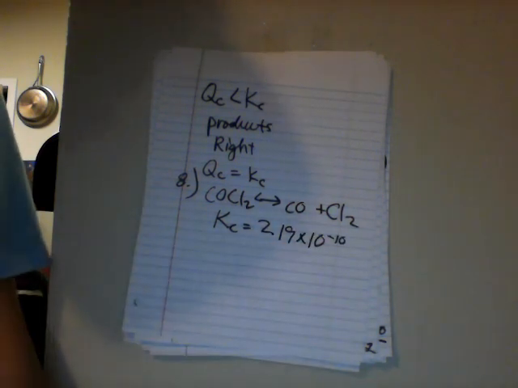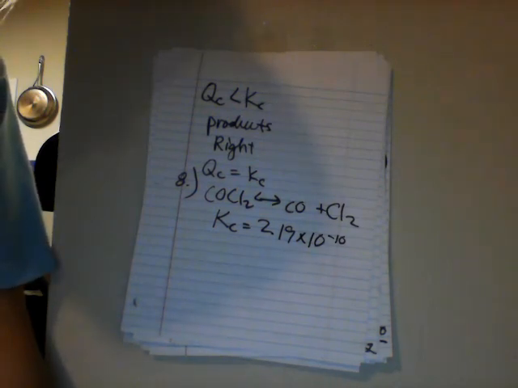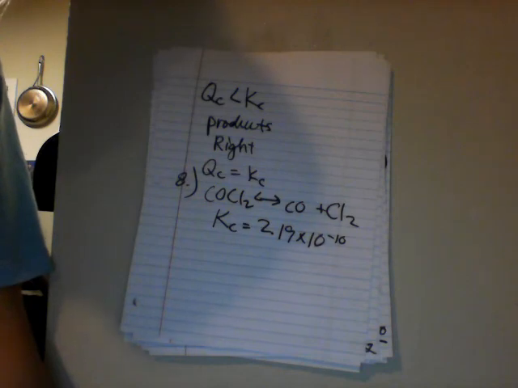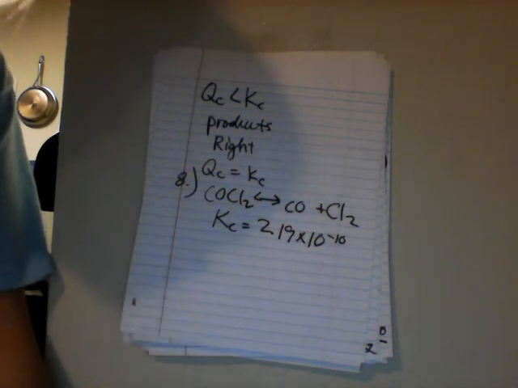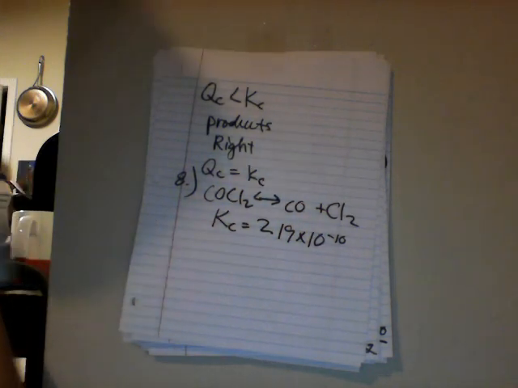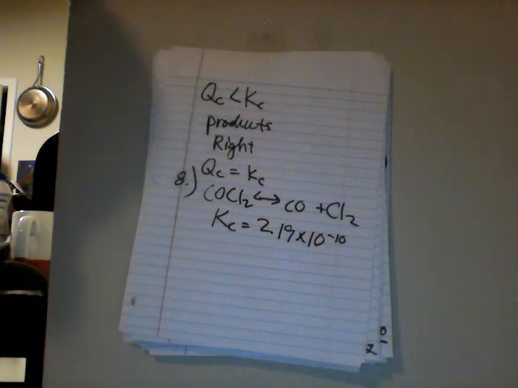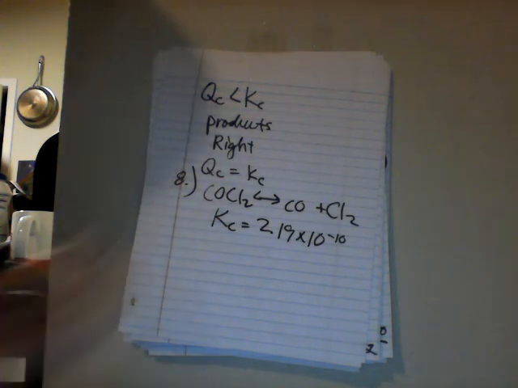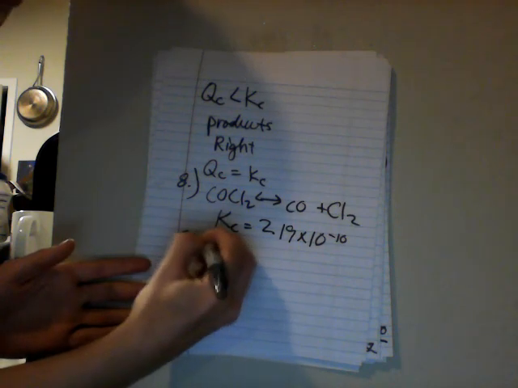Are the following mixtures, all these molecules, at 100 degrees C at equilibrium? If not, indicate the direction that the reaction must proceed to achieve equilibrium. So, they also give me these concentrations in this problem. COCl2.